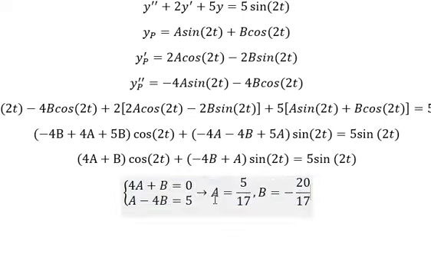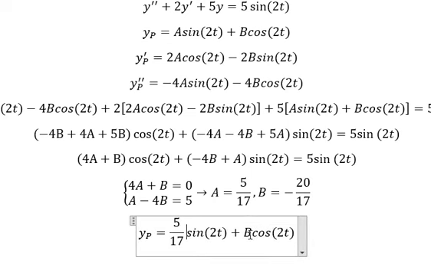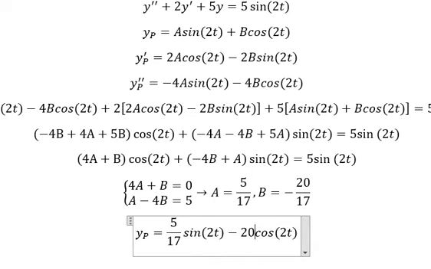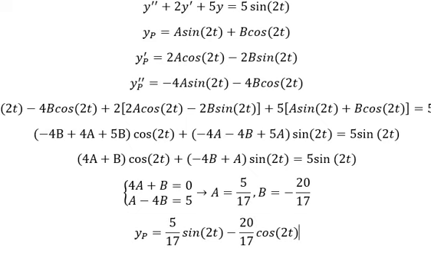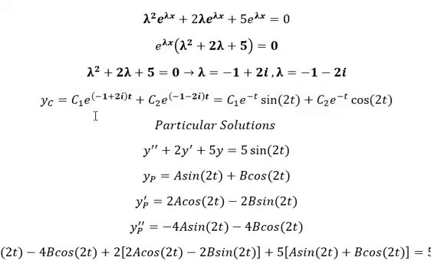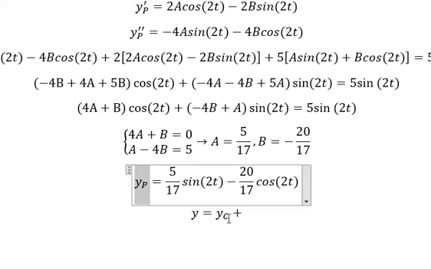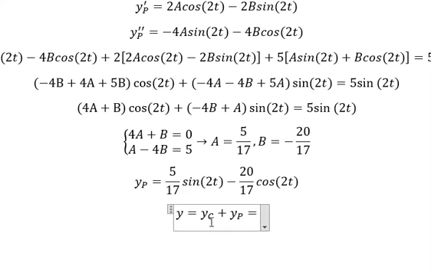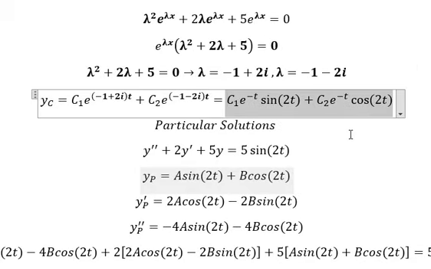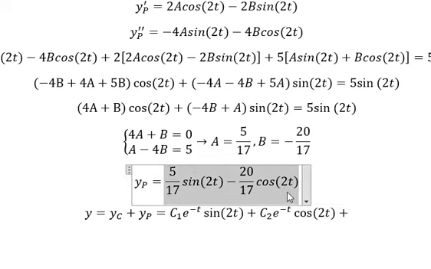And now we put a and b in here. So a equals 5 over 17, b equals negative 20 over 17. And now we have the final answer. Y equals yc plus yb. Yc, that is this one. Yb, that is this one.